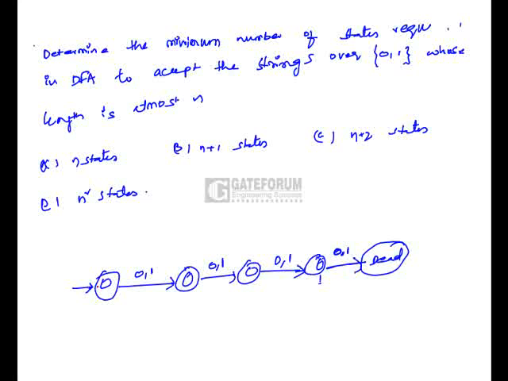So this is a DFA which accepts strings of length at most 3. Here the number of states is 5. So we can say the number of states in a minimum DFA which accepts strings of length at most n is n plus 2. So here the correct option is option C.